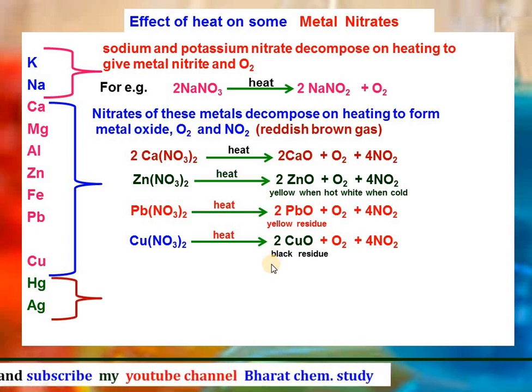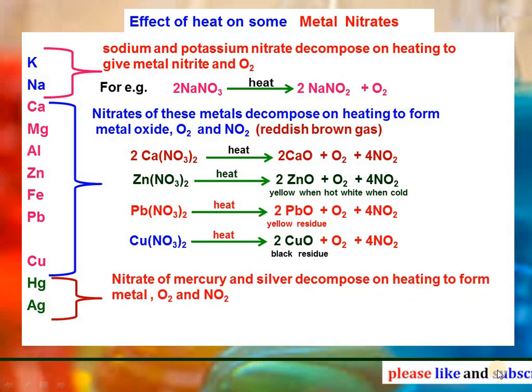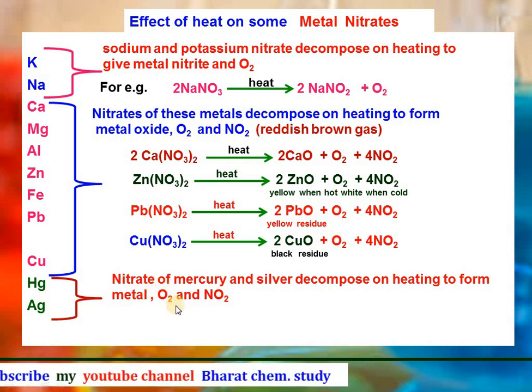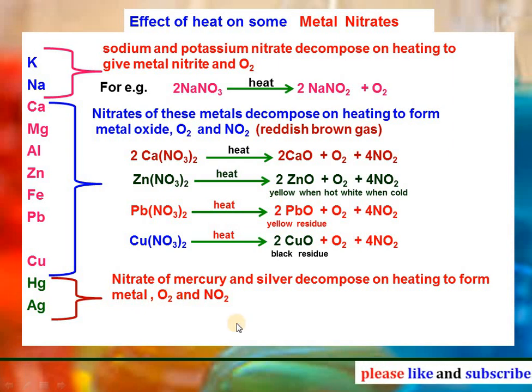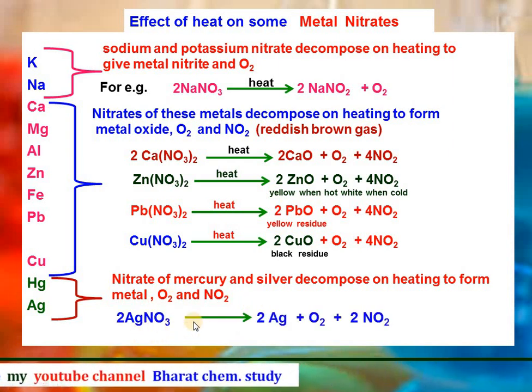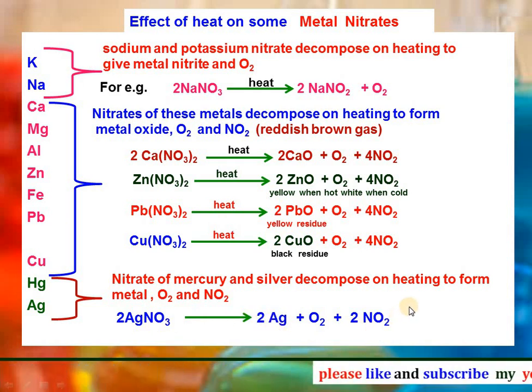Nitrates of silver and mercury are least stable, so they also decompose on heating, but they give metal instead of metal oxide, because their metal oxide is very unstable. So instead of giving metal oxide, they give metal separately and oxygen separately and NO2 gas. And the equation can be written as silver nitrate on heating decomposes to give silver plus oxygen and NO2 gas.